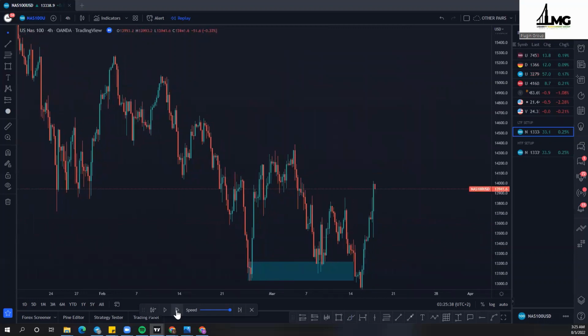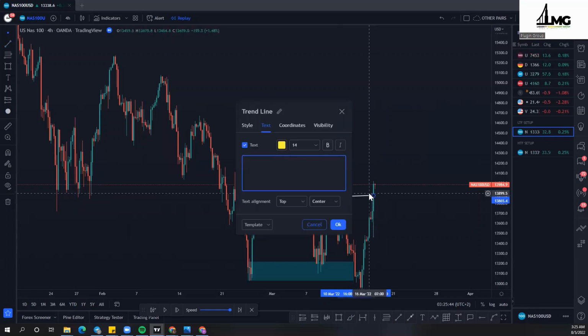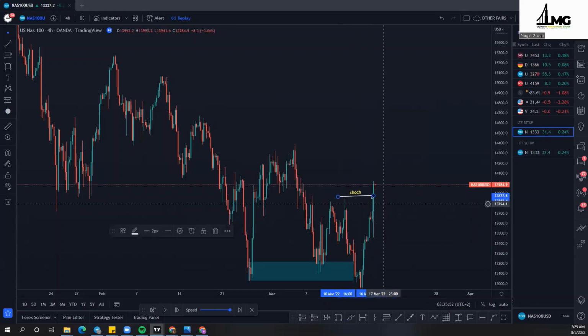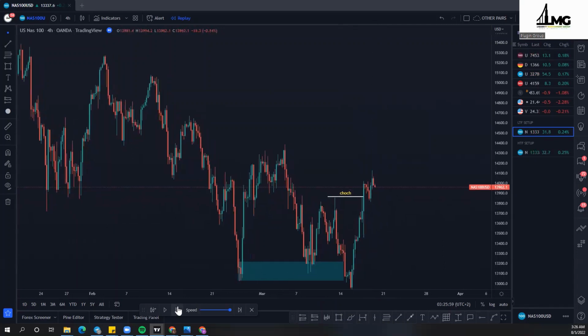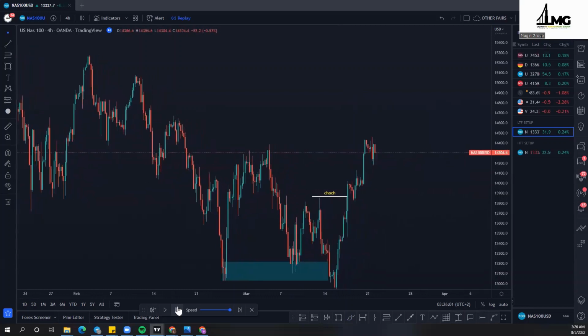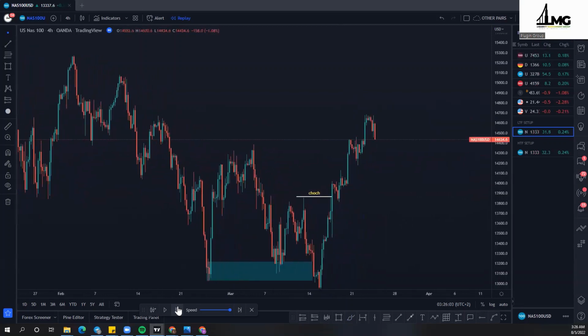Okay, so we see price pushing to the upside, breaking structure here, changing character. Now we get a confirmation that, oh, we are now in an uptrend, right? We're pushing to the upside. So we say price is changing character here, right? And then we play, see where price takes us. So we see price pushing all the way, pushing all the way.